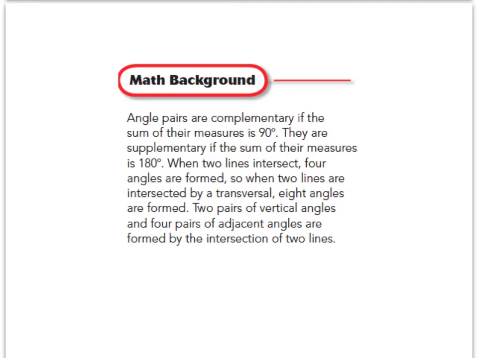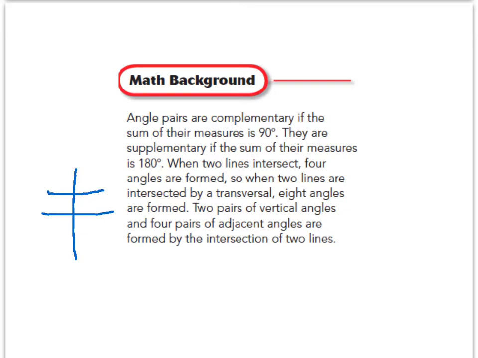And when two lines intersect, 4 angles are formed. We could draw that if you like to visualize. If 2 lines intersect, it makes 4 angles. We can see that when we draw it, like a plus sign or an intersection. So when 2 lines are crossed by a transversal, we get 8 angles formed. The 2 pairs of vertical angles and the 4 pairs of adjacent angles are formed by the intersection of the 2 lines.